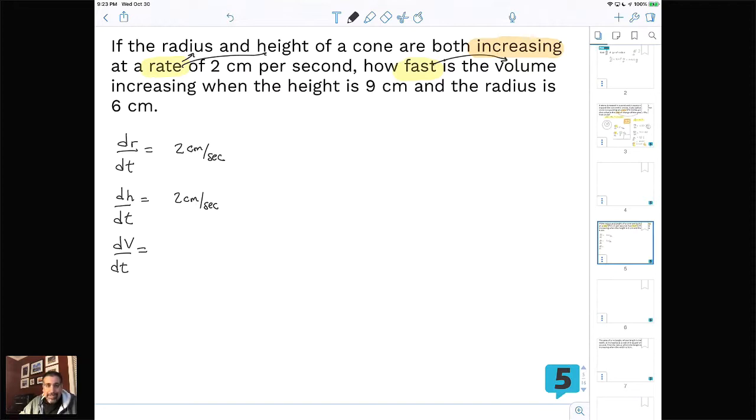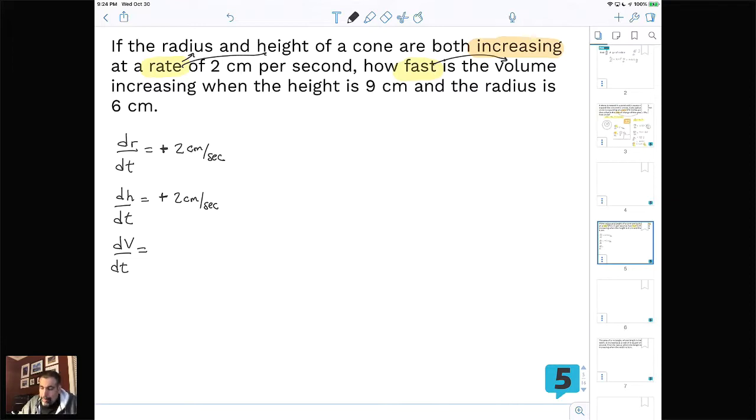So I know this is unnecessary, but just to stress the increasing, I really want to put a plus there. I want to remind myself that we're going up by 2 centimeters per second. And the same is true with dh over dt as well. Now, obviously, if you left that out, no big deal. By leaving it out, it's still positive. Where it becomes really, really important is if we're not using the word increasing and the word was decreasing instead. Okay, so just keep that in mind.